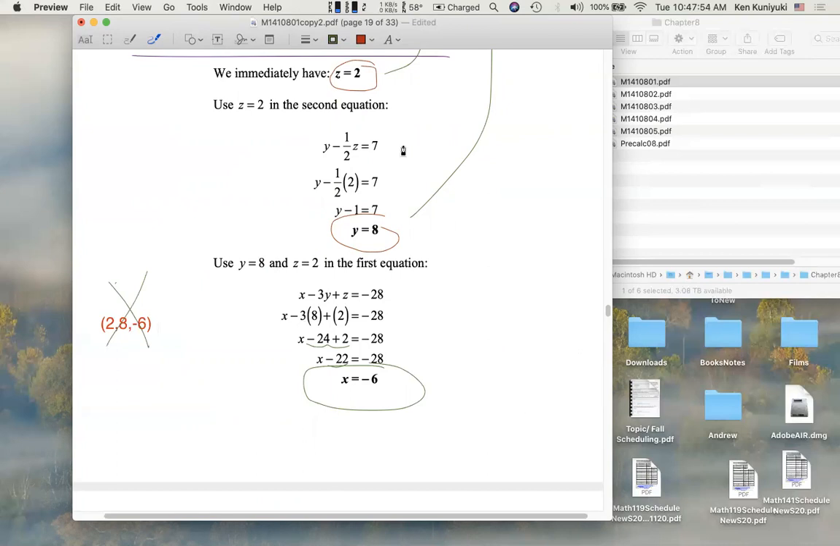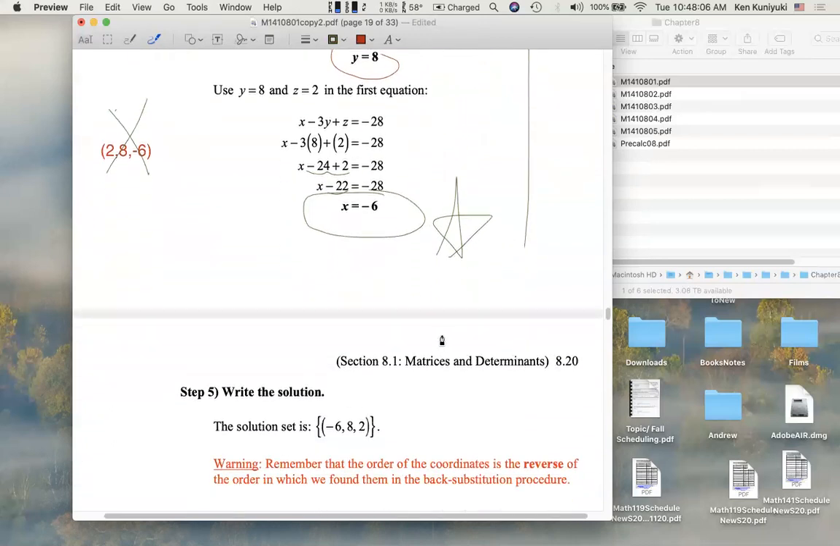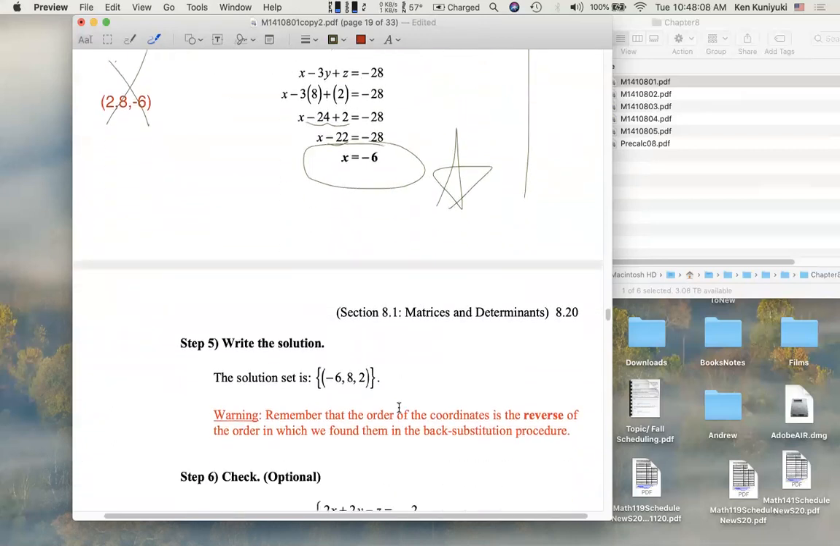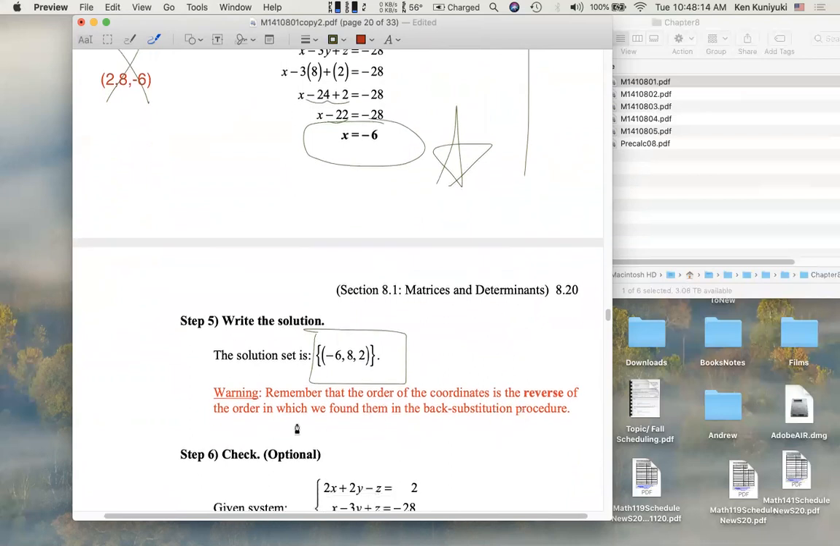You solve for these unknowns in reverse order. You've got to put it in the right order. So you've got to reverse the reversal. You start with the -6, then the 8, then the 2. When you check your solution, you'll really see that. Again, remember that the order of the coordinates is the reverse of the order in which we found them in the back-sub procedure.